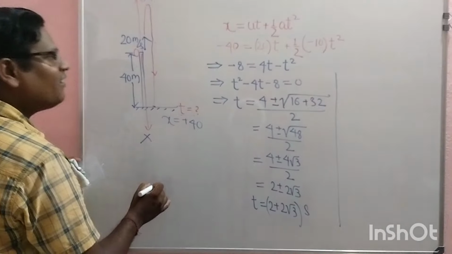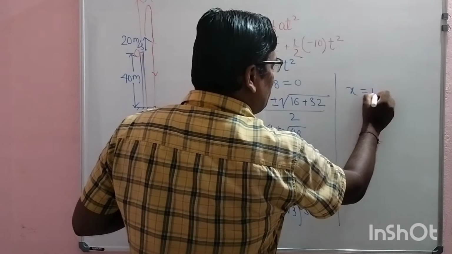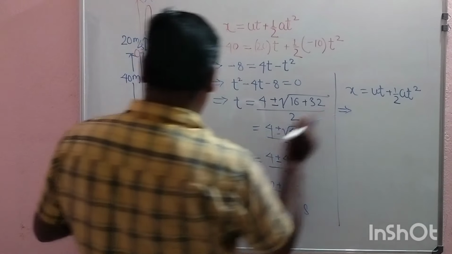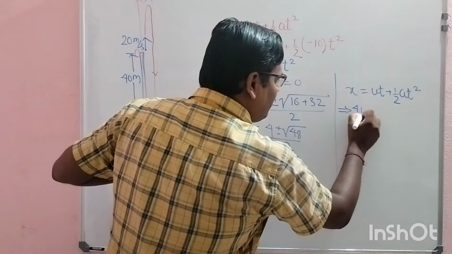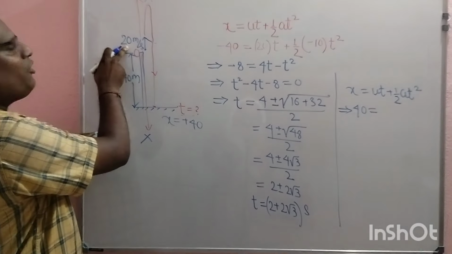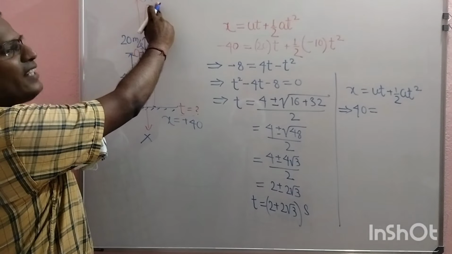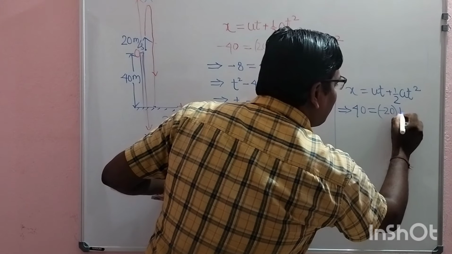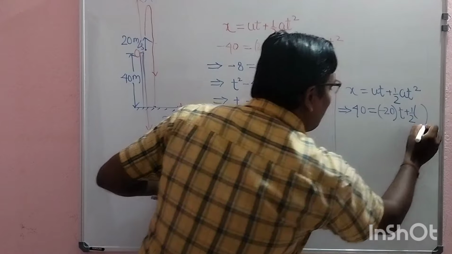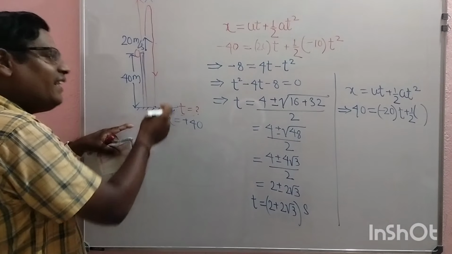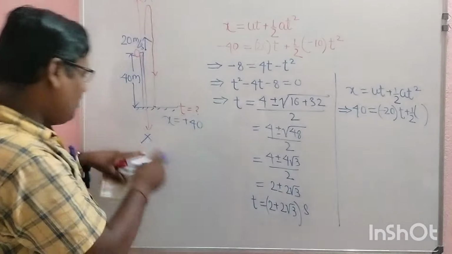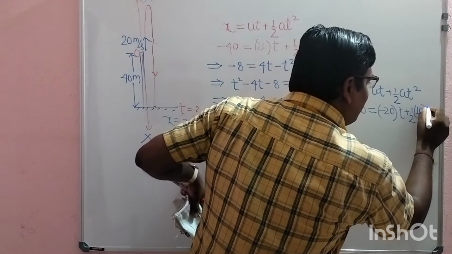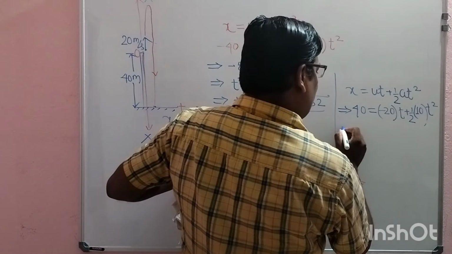So in this case, x equal to ut plus half at square. This is the equation we are going to use. Okay, so x, it is plus 40. U, the ball is thrown with 20 meter per second upwards. Upwards I have taken it is negative, isn't it? So u is minus 20. T, and then plus half. Okay, now the A is G downwards, 10 meter per second square downwards. Downwards I have taken it as positive, so it will be plus G, plus 10 into T square.